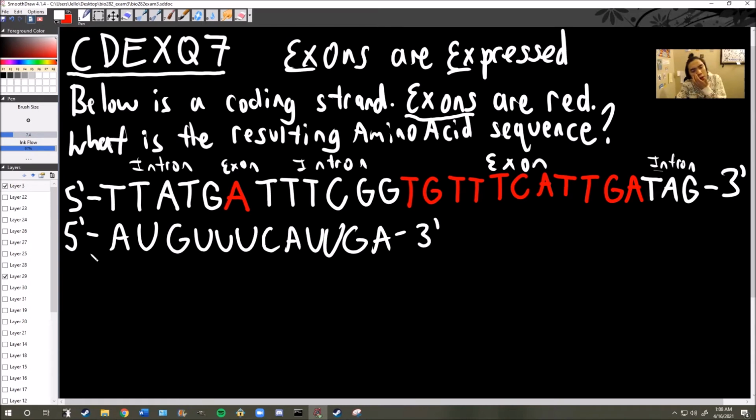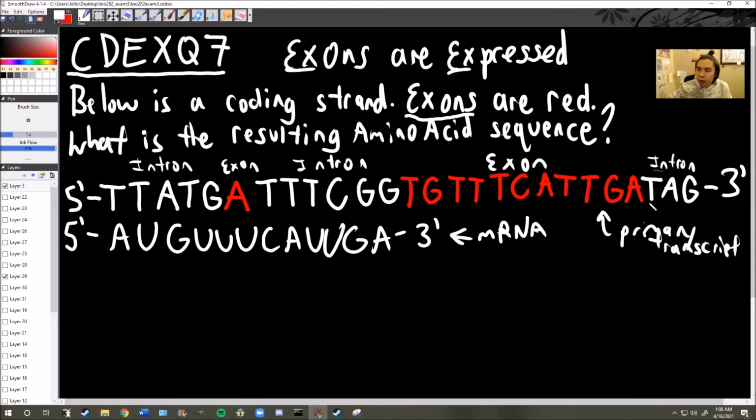Cool. And conveniently, our mRNA. So this is our mRNA, whereas this would just be our primary transcript. Actually, no, it would not be our primary transcript. It would be our primary transcript if the T's were used.